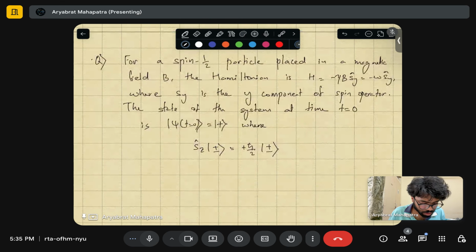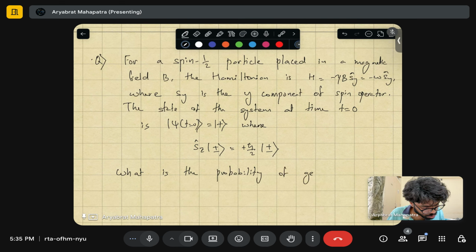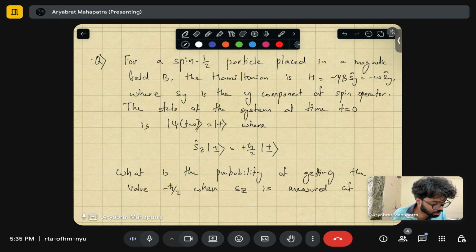So then what is the probability of getting the value minus h bar by 2 when Sz is measured after time t. So we have to calculate this probability.